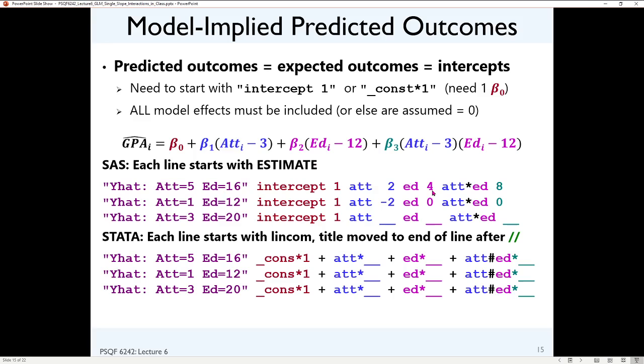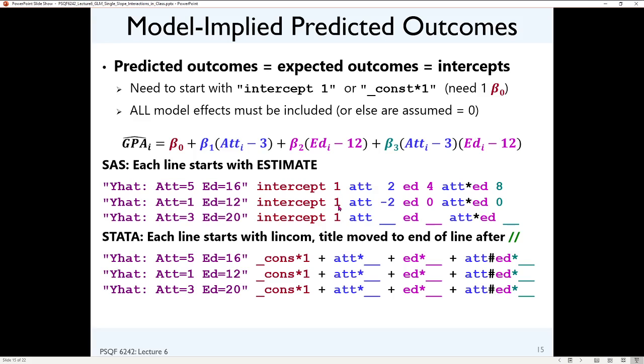So the words actually refer to the betas that are going to be estimated as part of the model. The values refer to the multipliers that go in parentheses that express the values of the predictor for which we're creating an expected outcome. Last but not least, we can't forget our interaction term. Beta 3 is represented by the attitudes by education interaction phrase here, and we have an 8 here because 2 times 4 is 8. I did another example with attitude equal 1 and education equals 12.